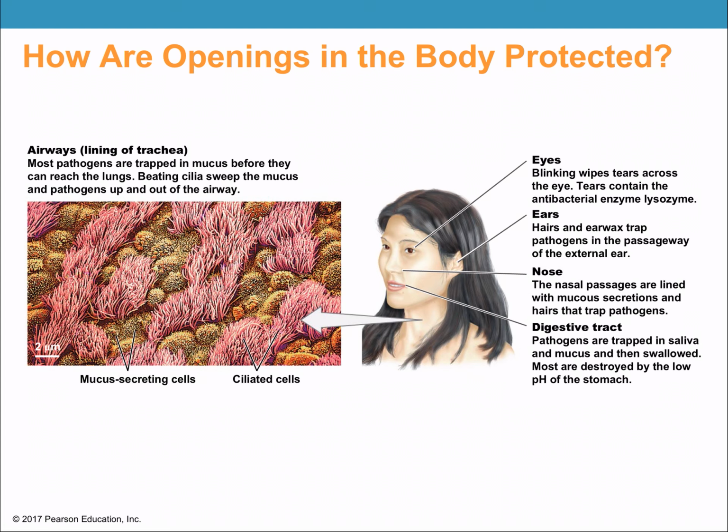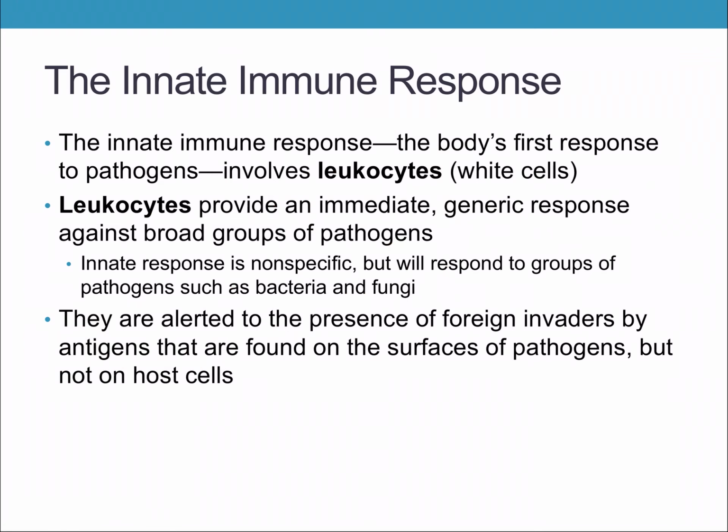Okay. In the digestive tract, pathogens are trapped in saliva and mucus and then swallowed, and most pathogens are destroyed in the stomach by the low pH. The acidity of the stomach will destroy pathogens.